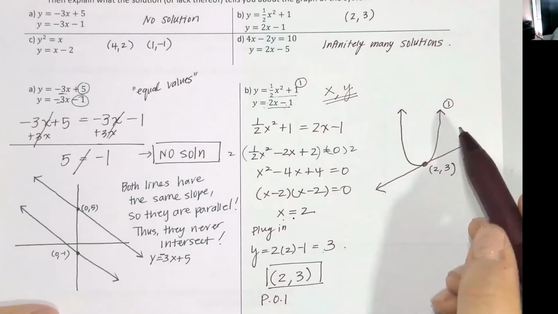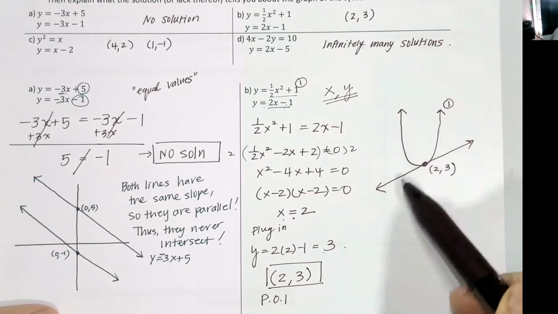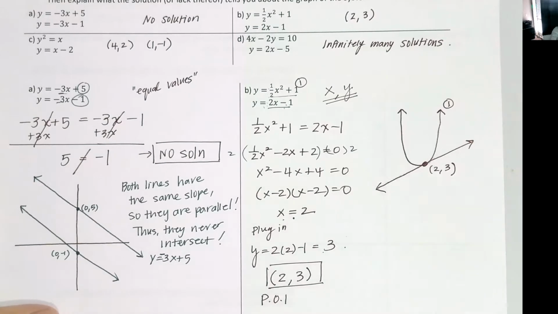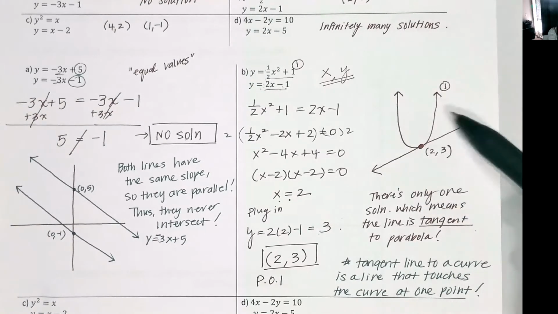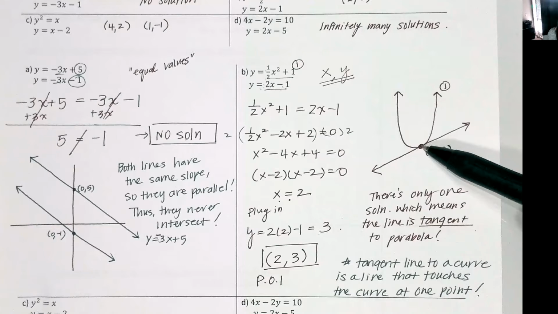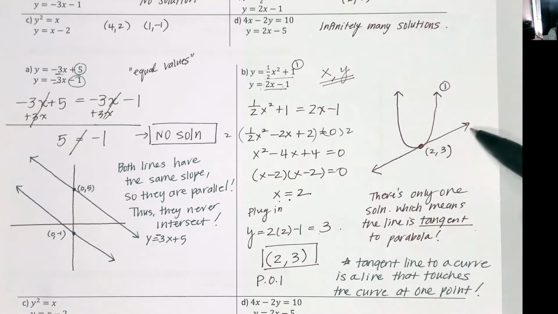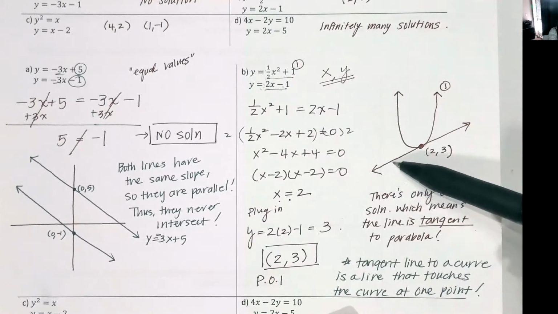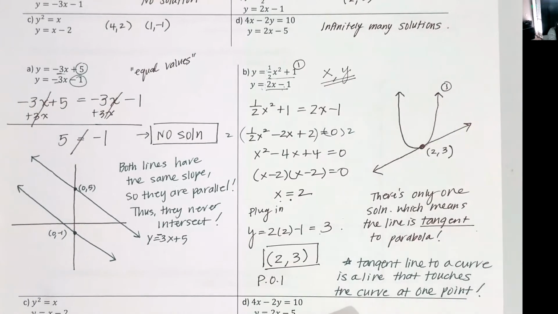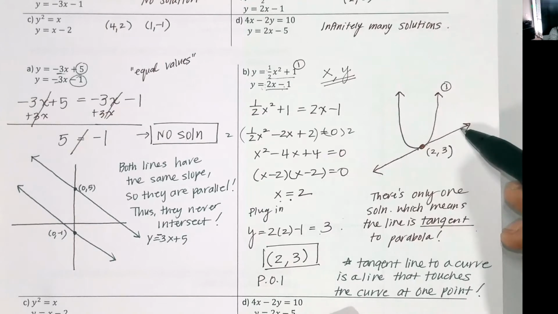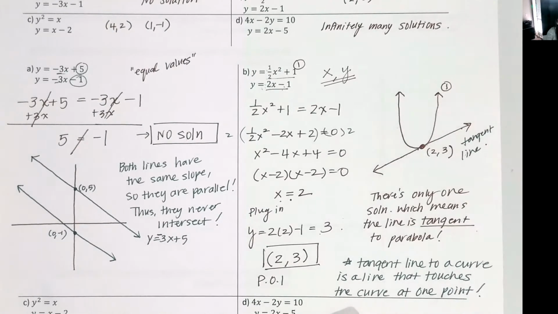So therefore, there's only one solution because the parabola intersects the line at one point, and there is a special term for this. Here, if a line is crossing a curve at only one point, we say that this is a tangent line. So again, a tangent line is a line that crosses a curve at only one point. Tangent. You will see this word later on again, maybe in the lesson or in your homework as well.